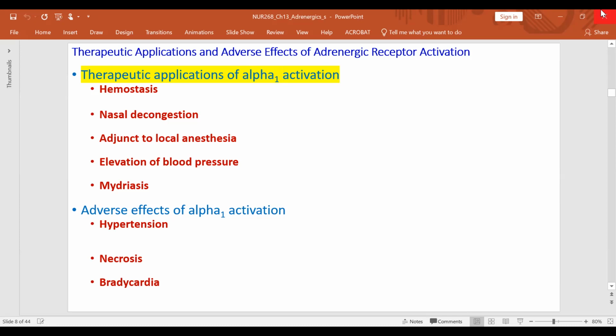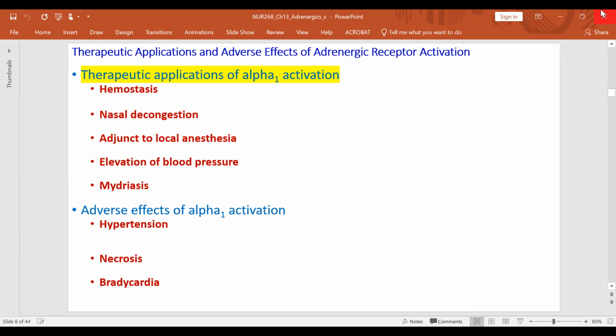Nasal congestion. Through mucosal vasoconstriction, we can prevent the congestion, with drugs like phenylephrine and ephedrine, either PO or topical: phenylephrine topical and ephedrine oral.